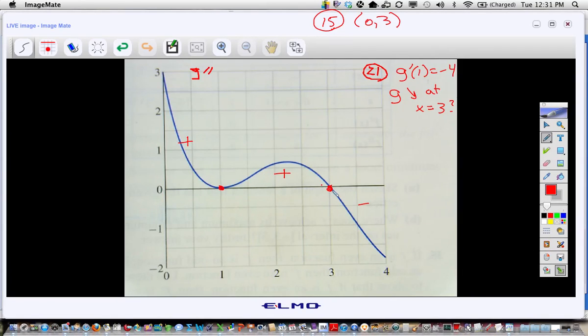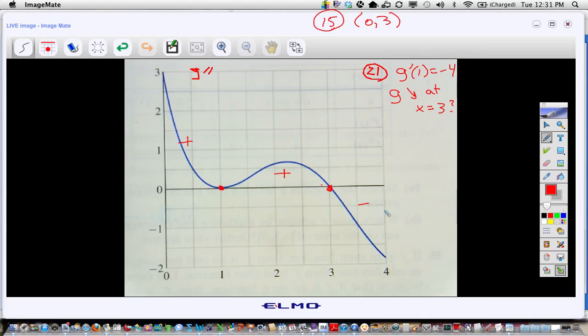But what about here at 3? We do have a point of inflection on G because G double prime goes from positive to negative. So G, did it say justify your answer? Whenever you have a local max, min, or a point of inflection, it usually says justify your answer. You need to be very specific on this.